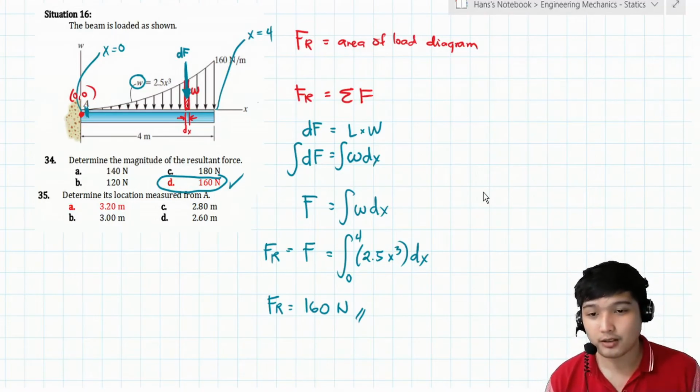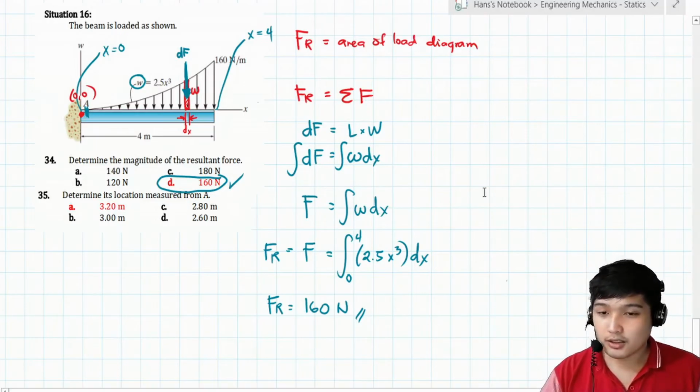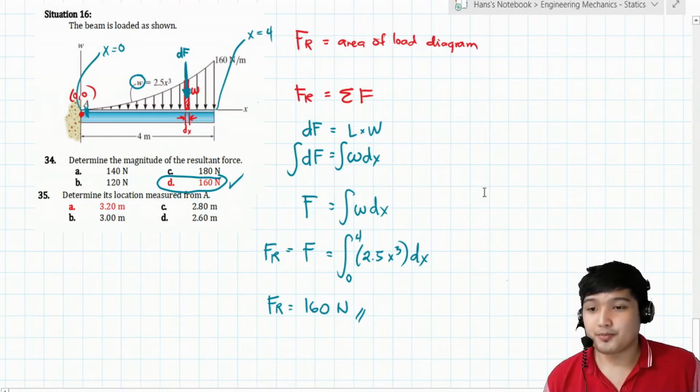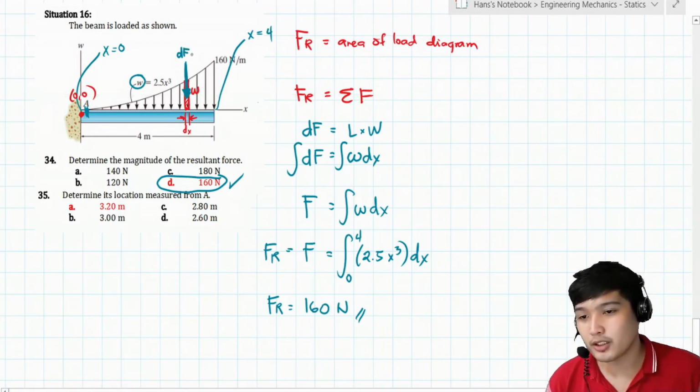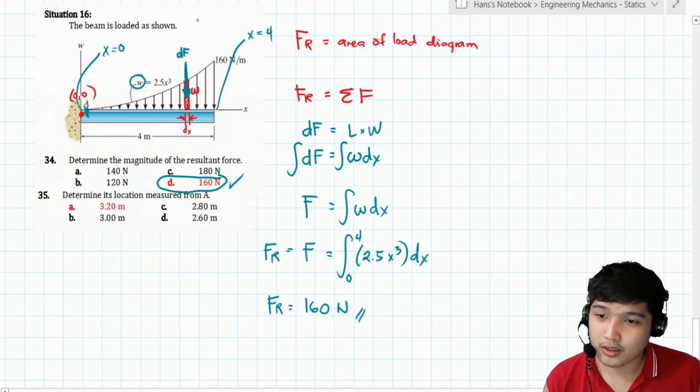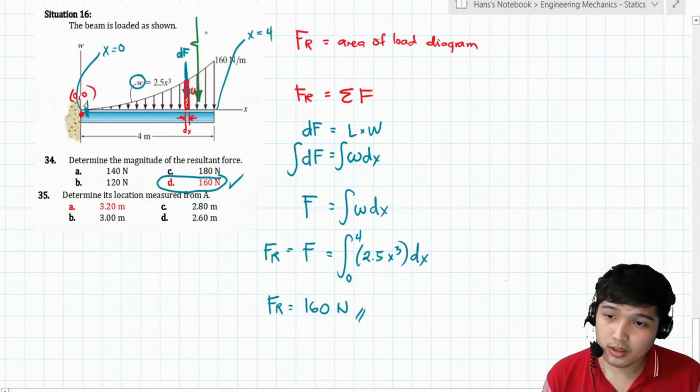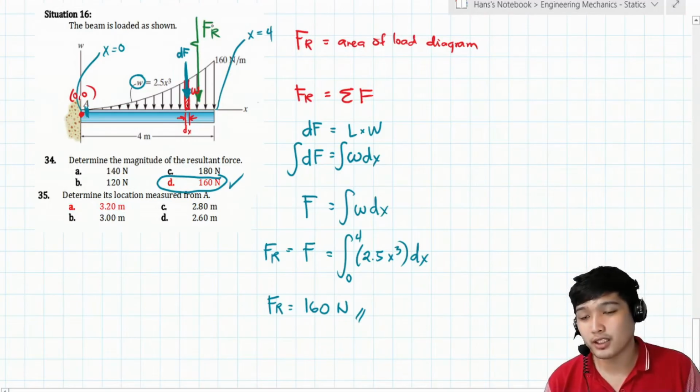So wag ka matakot basta alam mo kung paano gumamit ng calculus, okay? So next we have yung location. So let's say, nasaan kaya located diyan? So tawagin na lang natin dito located yung resultant FR. So paano makuha class yung location?